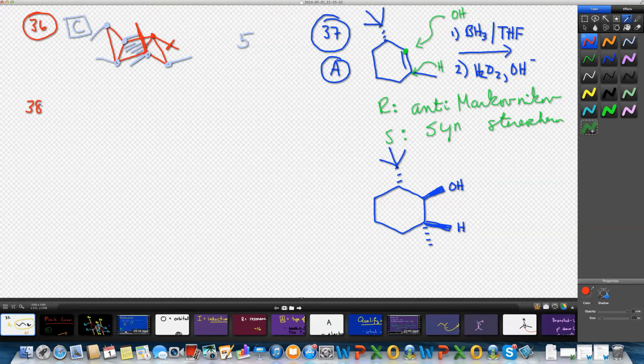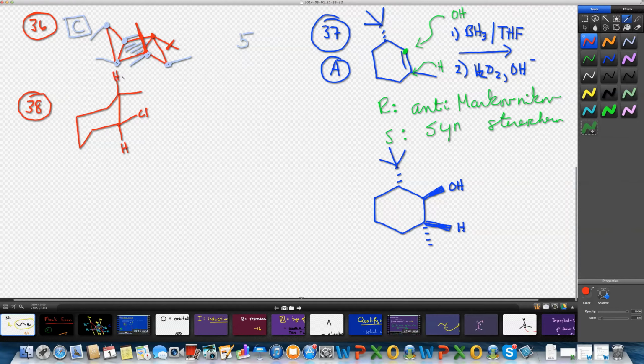Let's take a look at number 38. So we're going to look at an elimination reaction with the following molecule. And as we see, the chlorine is going to be in the equatorial position. We know that we need to look at the ring flip isomer because you must be anti-periplanar. So the deuterium is equatorial and the hydrogen is axial. So I'm going to draw the chair flip.